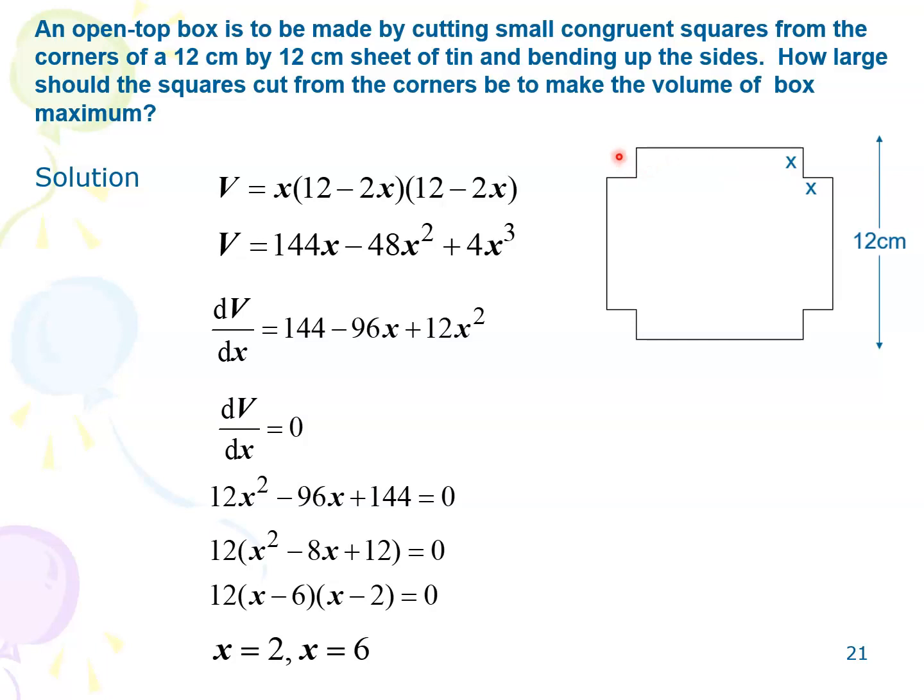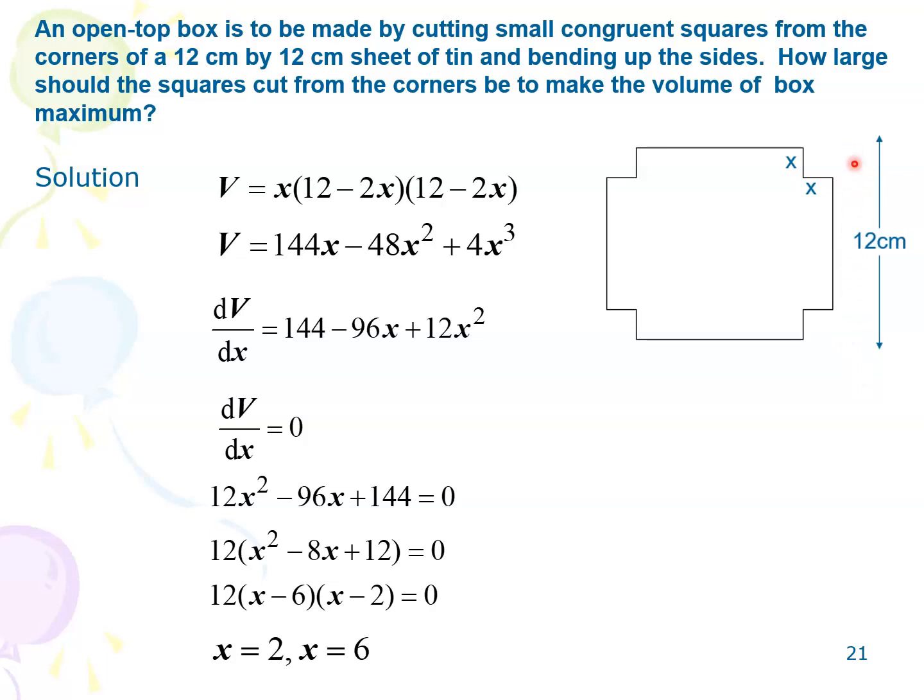Kenapa ni kan asalnya 12. Kenapa 12 minus 2x? Sebab originally this is 12. Di sini ada x. Di sini pun ada x. So ada 2x. That's why kita minus 12 minus 2x. Sini ada x, sini ada x. So minus 2x. Okay, itu baru bucu sebelah sini. How about bucu sebelah sini pula? Bukan bucu, sorry. Side. Yang permukaan sebelah sini pula.